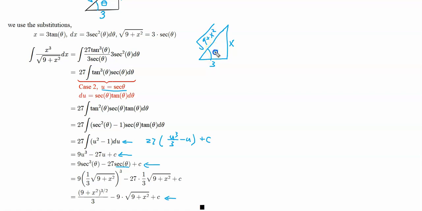Right, and this was theta. So from this diagram, you see that the secant of theta is the square root of 9 plus x squared over 3. Or you can also see that from your substitution that we used right here. But I think it's a little easier to pick it off from the diagram. Okay, so always draw these diagrams when you're doing these problems.